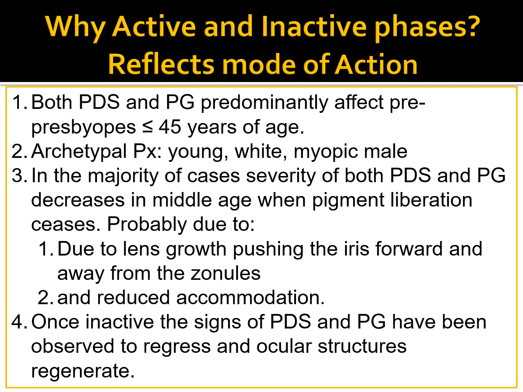And this is really due probably to, A, the lens thickening and pushing the iris forward away from the zonules, and also reduced accommodation, so it's not rubbing up and down on the zonules as much anyway. And once they do become inactive, either of them, the signs have been observed to regress and ocular structures regenerate. I've got a patient exactly like that: her transillumination defects were very pronounced early on, and now I know they're there, but you have to look.